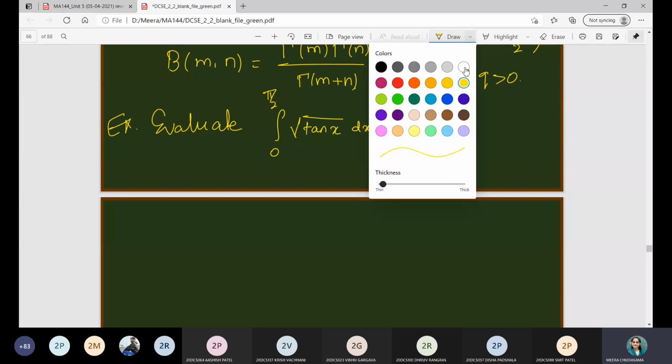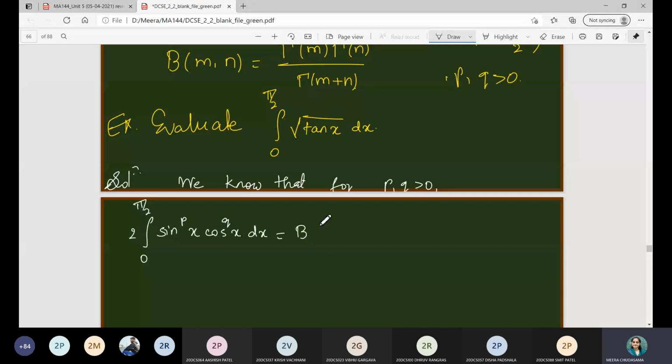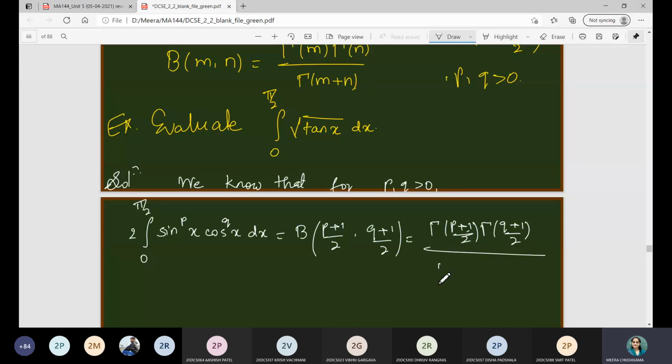So we will write in the solution that we know that for p, q greater than 0, 2 times the integral from 0 to pi by 2 of sine^p x cos^q x dx is equal to beta of (p plus 1) by 2, (q plus 1) by 2, which is the same as gamma of (p plus 1) by 2 times gamma of (q plus 1) by 2, divided by gamma of the sum of these two, so it is (p plus q plus 2) divided by 2. So that is what we have.